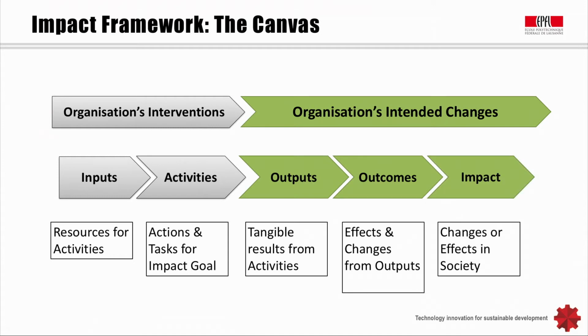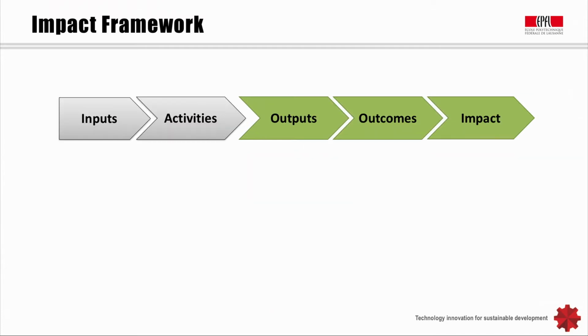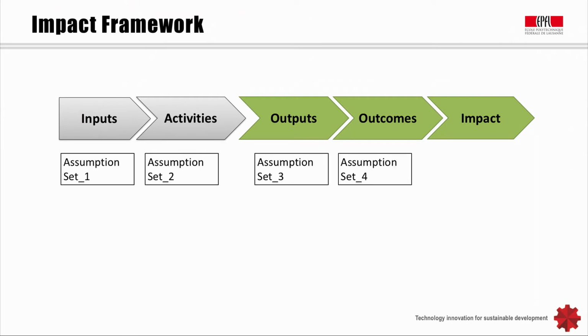Then we come to the impact, which are the effects and or changes in society or the environment that follow from the outcomes that have been achieved. Now, in putting together your impact framework, there are various assumptions you need to make at every stage of the process. The question that always arises is whether these were really the right assumptions.